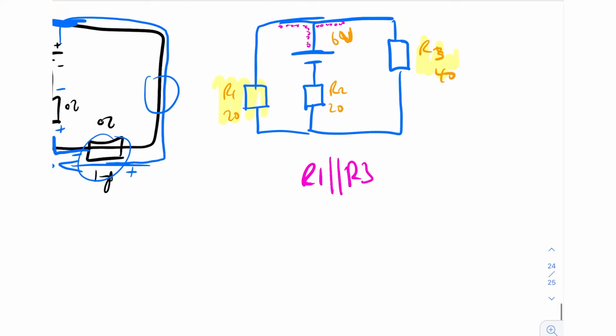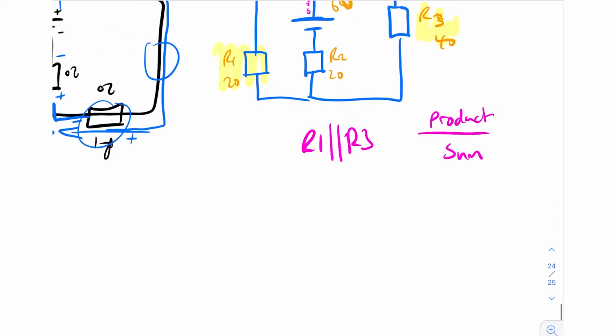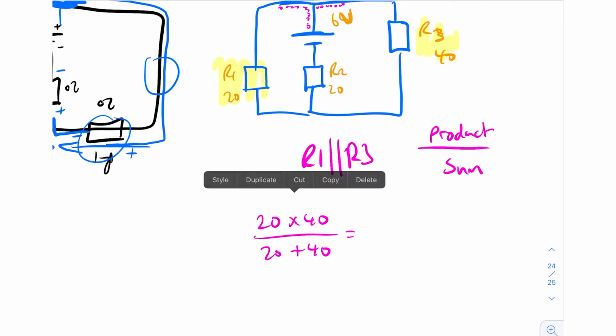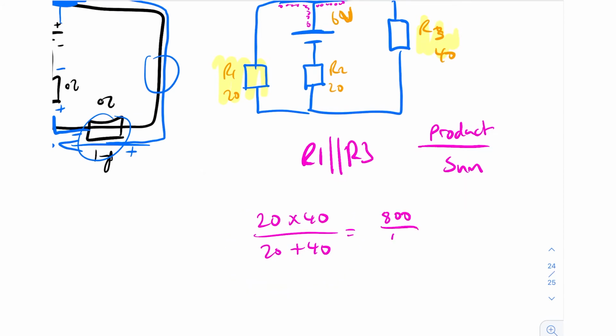If you remember the parallel equation, it's the product over the sum. So we can find the total resistance of R1 and R3, which is going to be 20 times 40 divided by 20 plus 40, which is equal to 800 divided by 60, which is 80 divided by 6, 13.33 ohms.